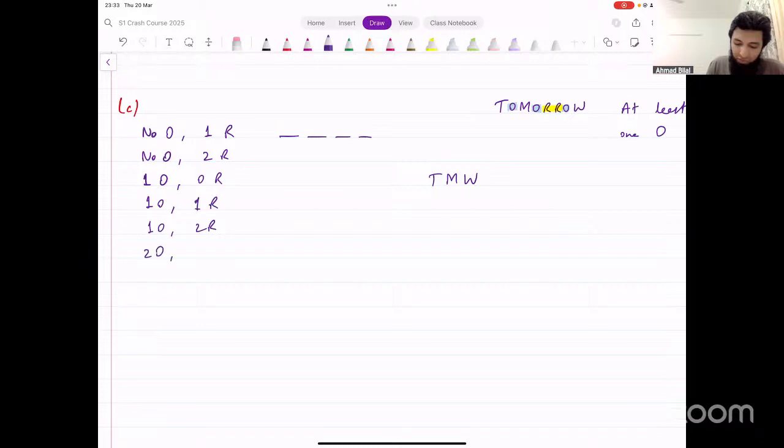Then with 2 O's, you can have 0 R, 2 O's, 1 R, 2 O's, 2 R's, 3 O's, 0 R, 3 O's, 1 R, and then 2 O's, 1 R, 2 O's, 2 R's, 3 O's, 0 R, 3 O's, 1 R, and so on.